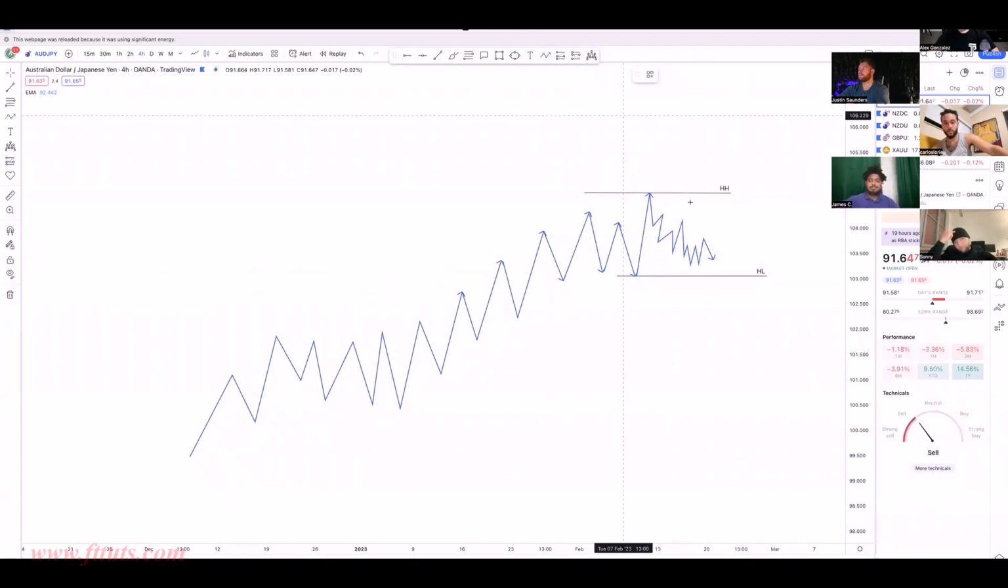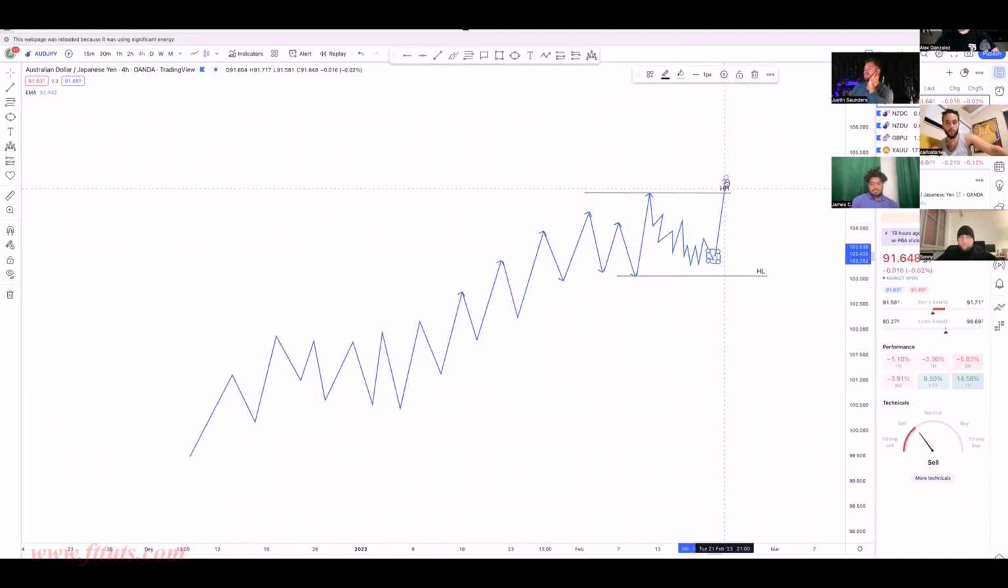So the moment we break out, giving us a higher high, this has to go to the last structure point that got it out of there. The last structure point that got it out of there is this one. Not this one, not this one, none of these. This is the point that gave it the higher high.